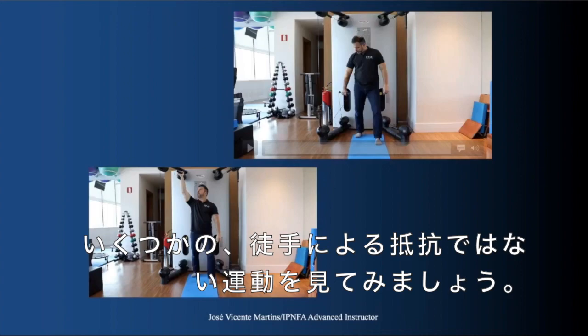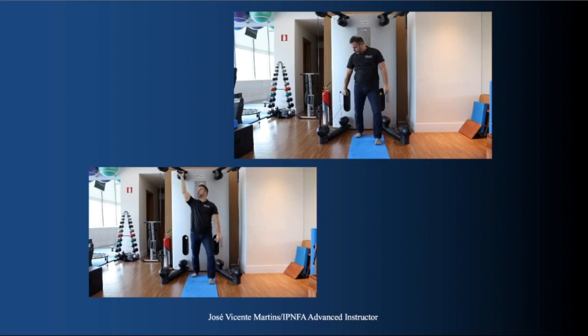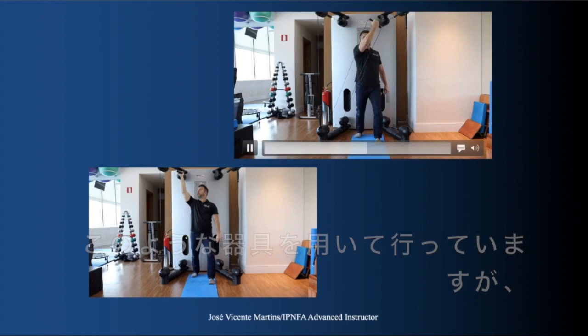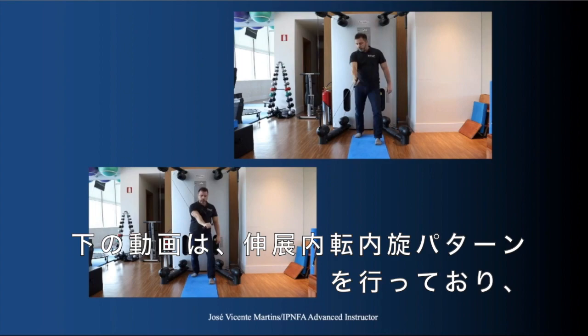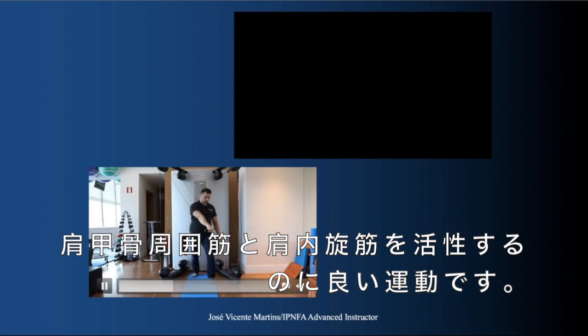So, and now we can see some exercises without hand resistance, but with this kind of load. Here, flexion, adduction, external rotation. And here, extension, adduction, internal rotation. This is really good to activate the subscapular muscle, in order to activate internal rotation of the shoulder.